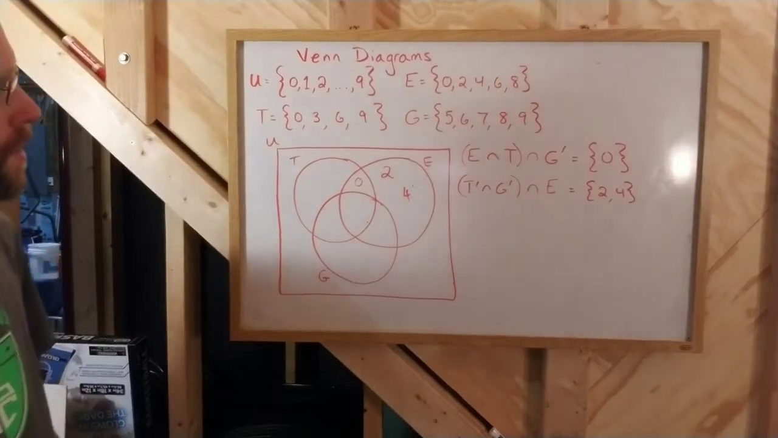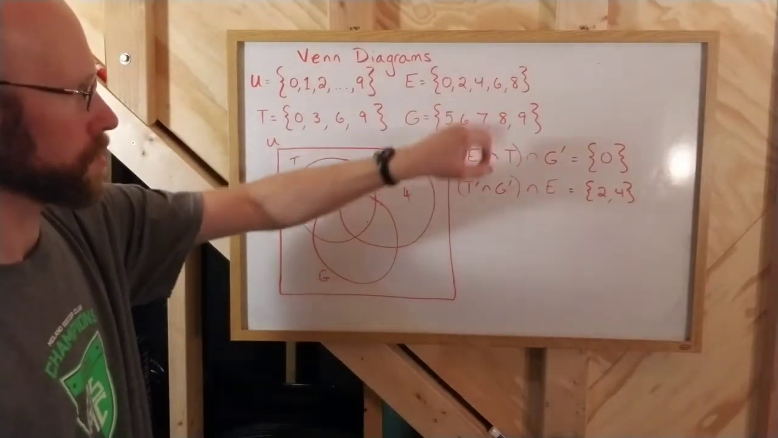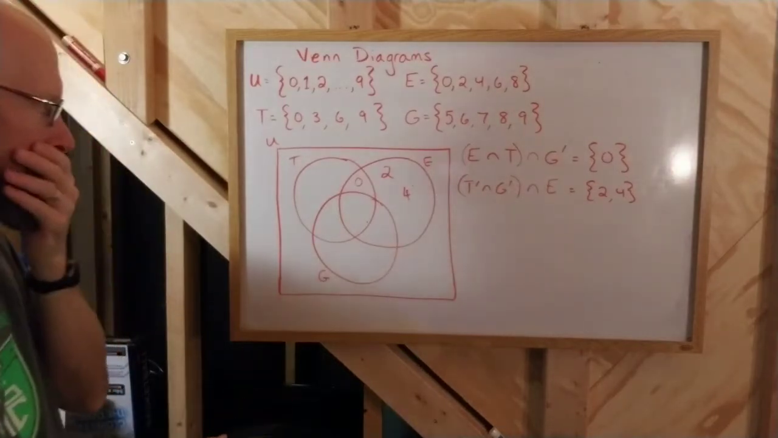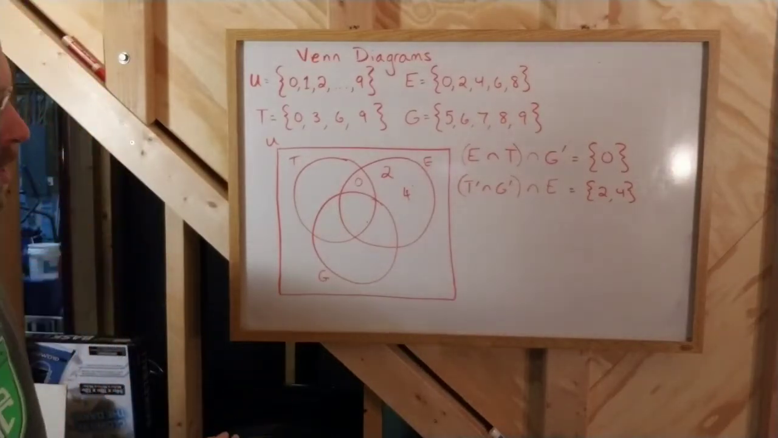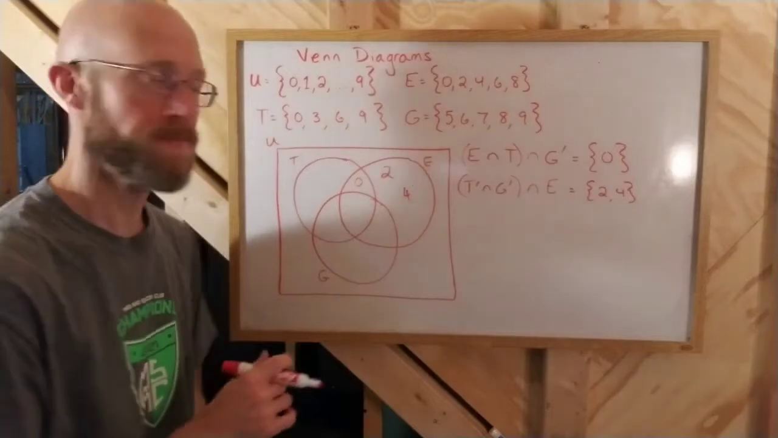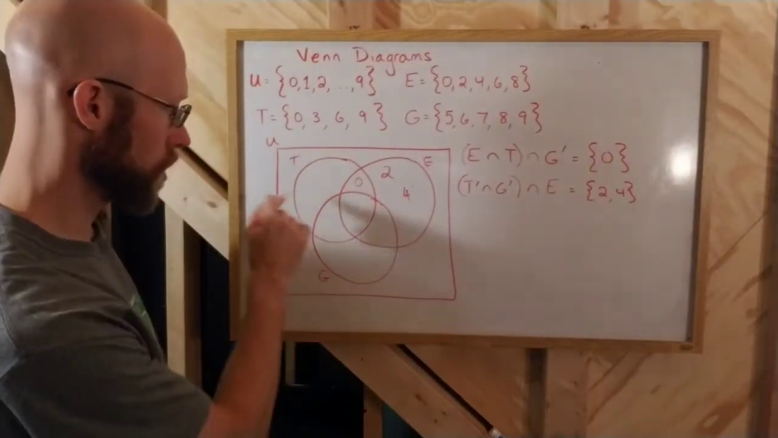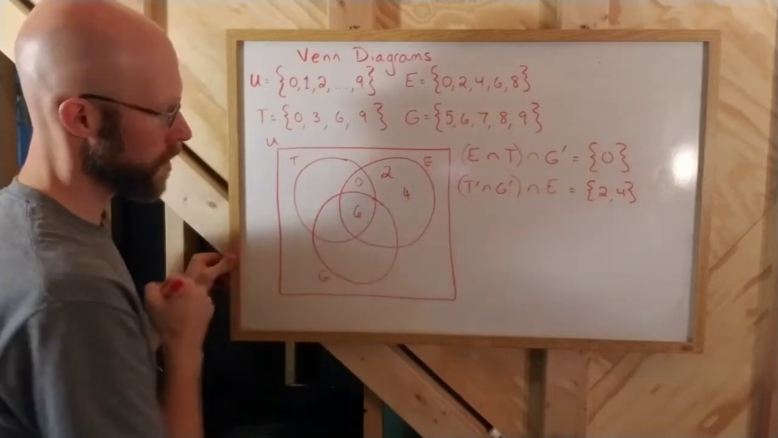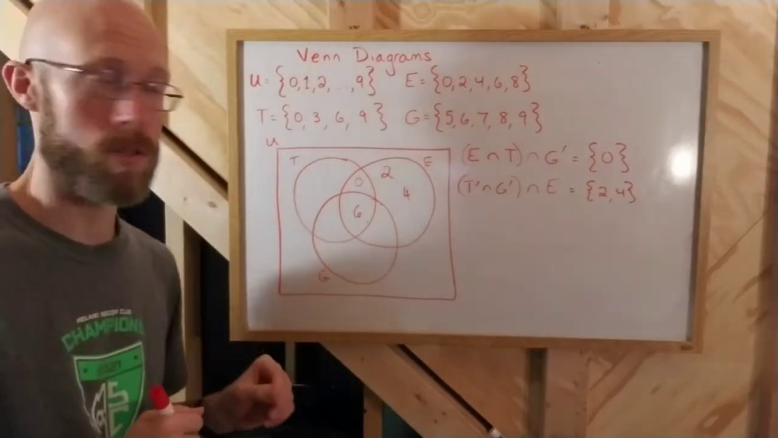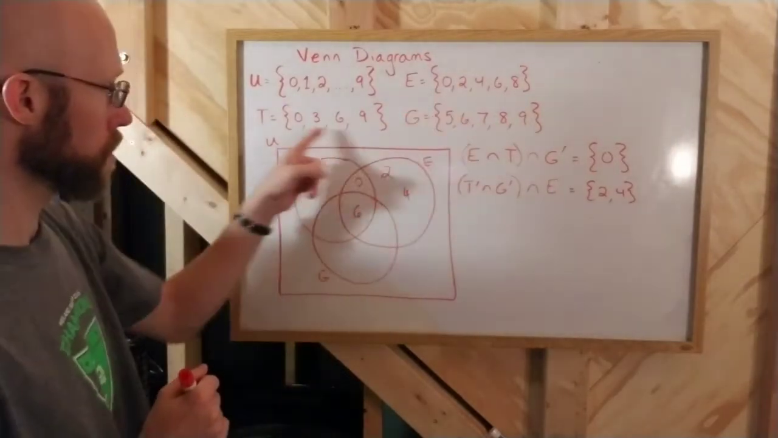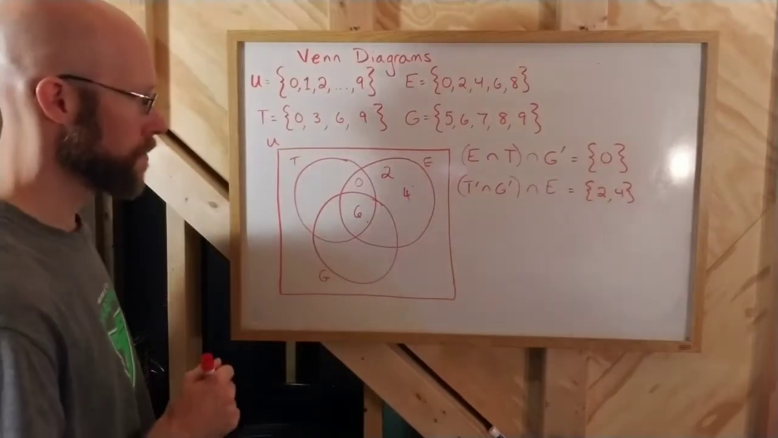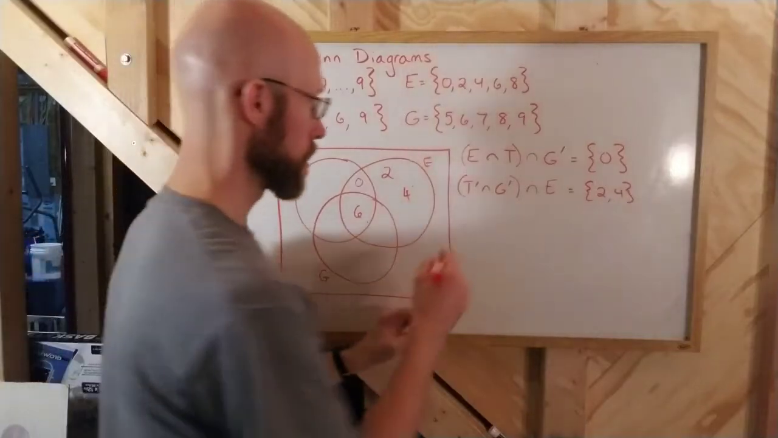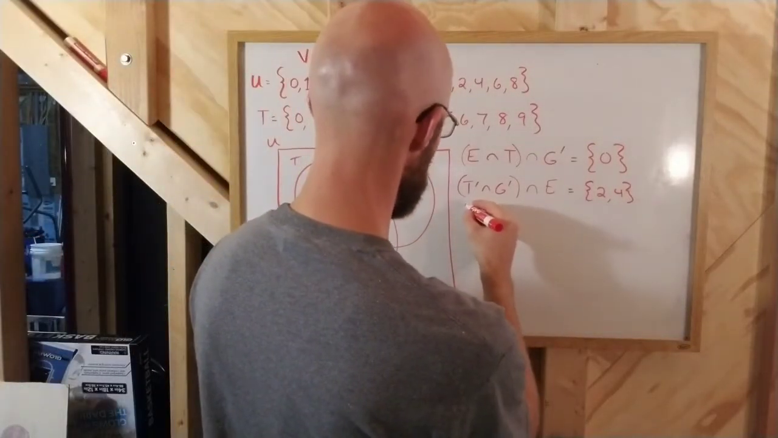All right. What else is in E? The number 6. Well, 6 is in E, it's in G, and it's in T. So we're going to have to look for the region that is involved in all three sets, and that's going to be this middle region right there. That's in all three circles. In fact, it's the only number that appears in all three sets. That would be the intersection of all three circles, or all three sets.